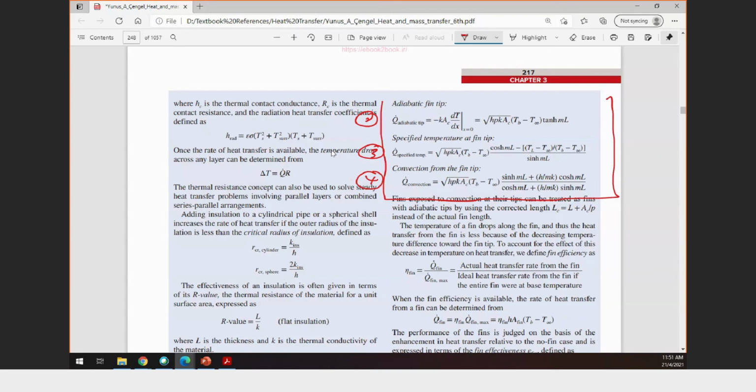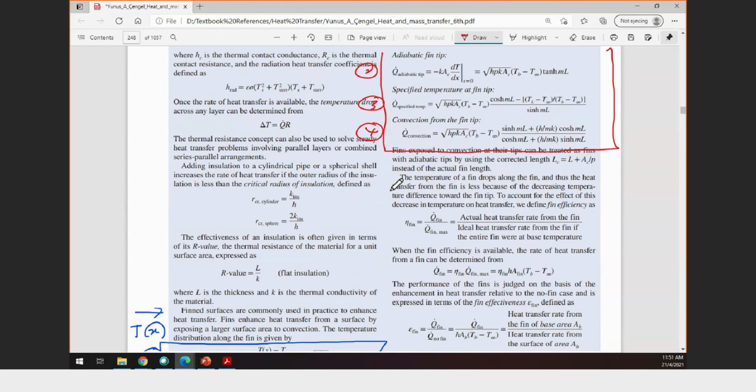So the heat transfer equation now becomes longer. That's why we do not ask you to remember this, but we need you to understand how to use this. You need to know at what condition you may need to use heat transfer for the tip condition, heat transfer with specified temperature, or heat transfer in the convection analysis.